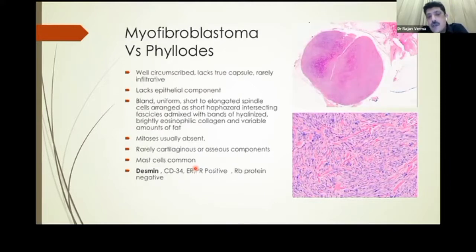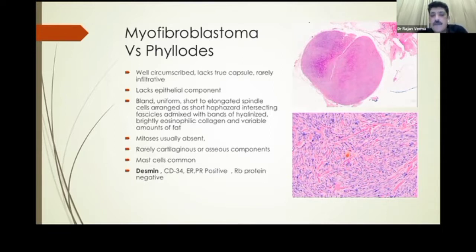Myofibroblastomas are another challenge when they become very cellular. They can create problems, but there are certain morphology and IHC features which belong to myofibroblastomas. They are very well circumscribed. They lack a true capsule and lack an epithelial component completely. They have bland, uniform, short to elongated spindle cells which are haphazardly arranged, and they have bands of hyalinized, brightly eosinophilic collagen among a varying amount of fat also intermixed.